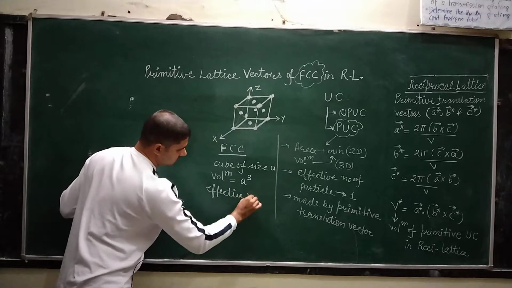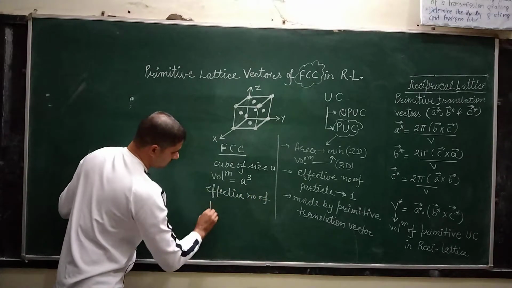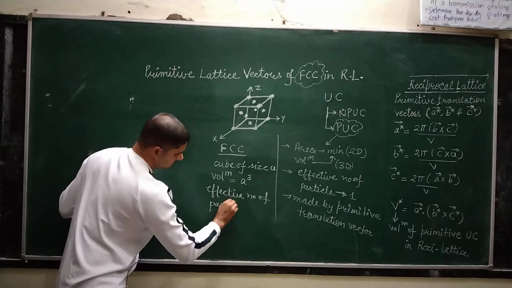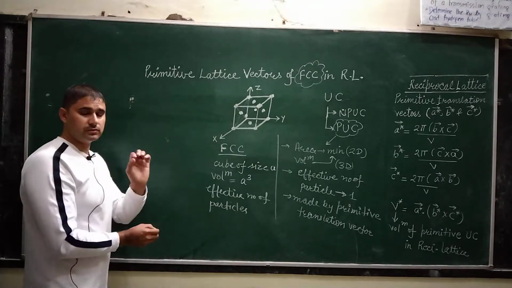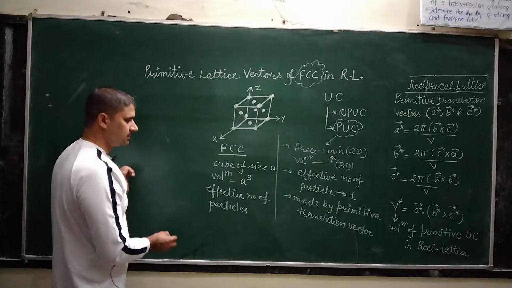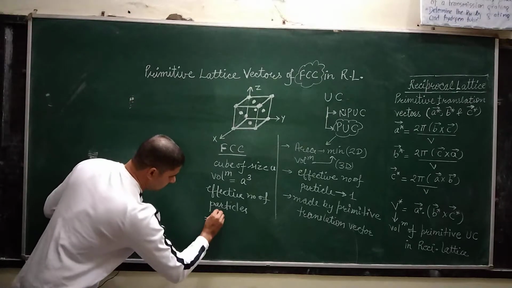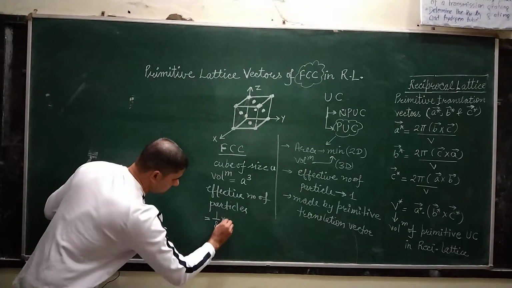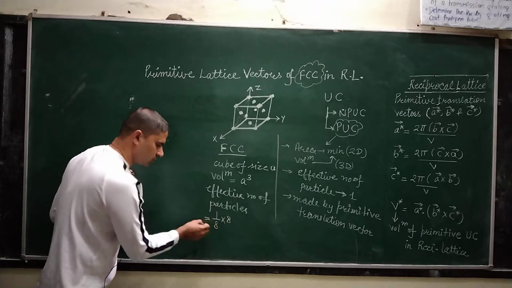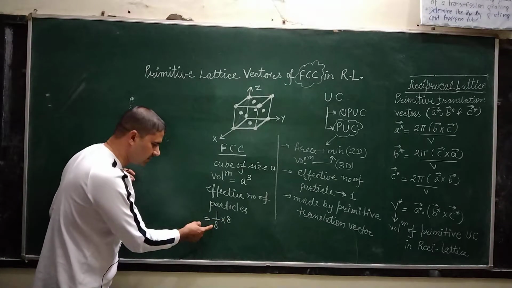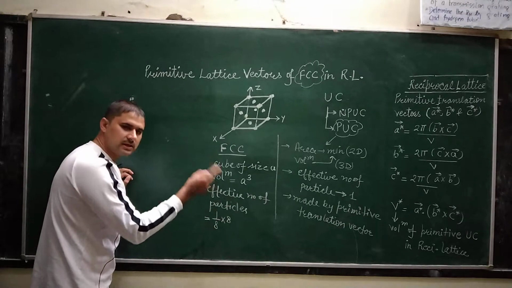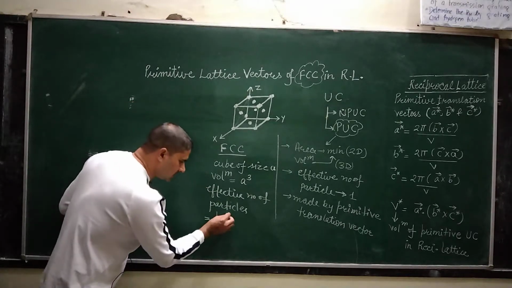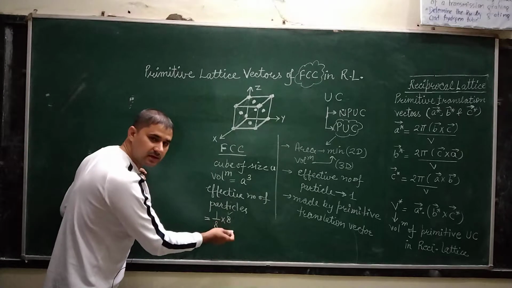Effective number of particles. Okay, this is the third thing which you need to see. Here 8 particles are present at the corner, so the contribution of the particle at the corner is 1 by 8, because it is shared by 8 cubes in its surrounding, and 8 corners are there, so 8 particles are there.